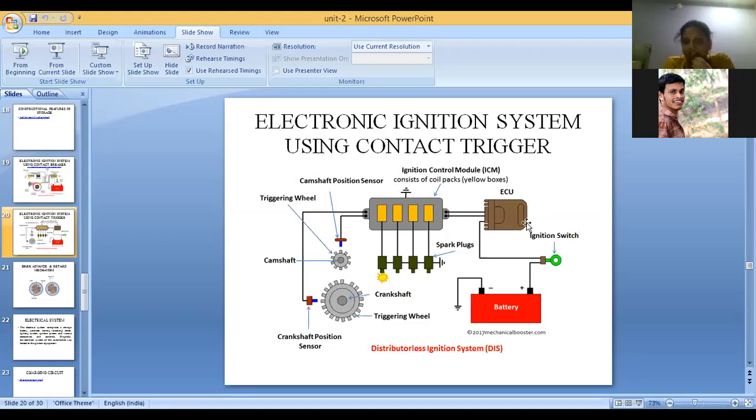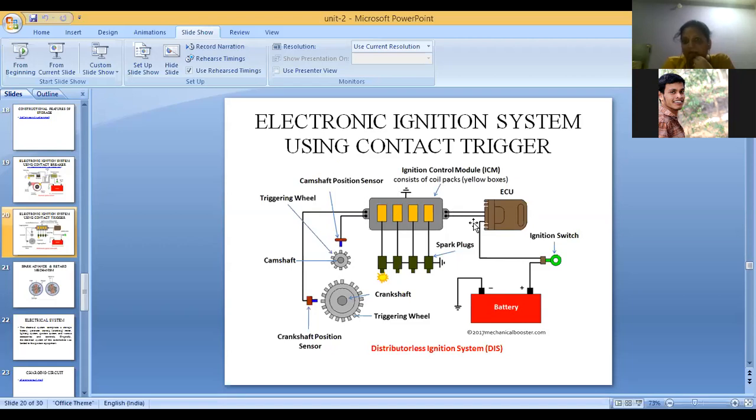Now these sensors will go to the engine control unit. All these things will go to the engine control unit. Similarly, the power supply from the battery will go to the engine control unit with the help of the ignition switch. So this is the ignition control module. The yellow-colored boxes you are seeing here are the coil packs.